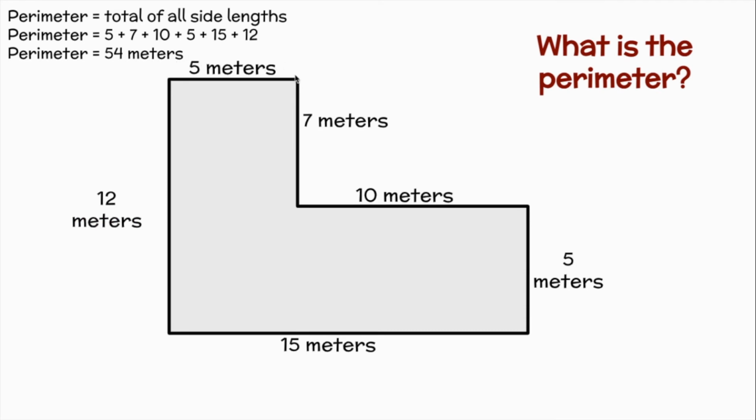And now remember in perimeter, the unit is just going to be units. So for meters, it's just meters, right? 5 meters plus 7 meters, that's just 12 meters. We're just adding up meters all the way around. So whatever your unit is, just that, not like square units or anything.